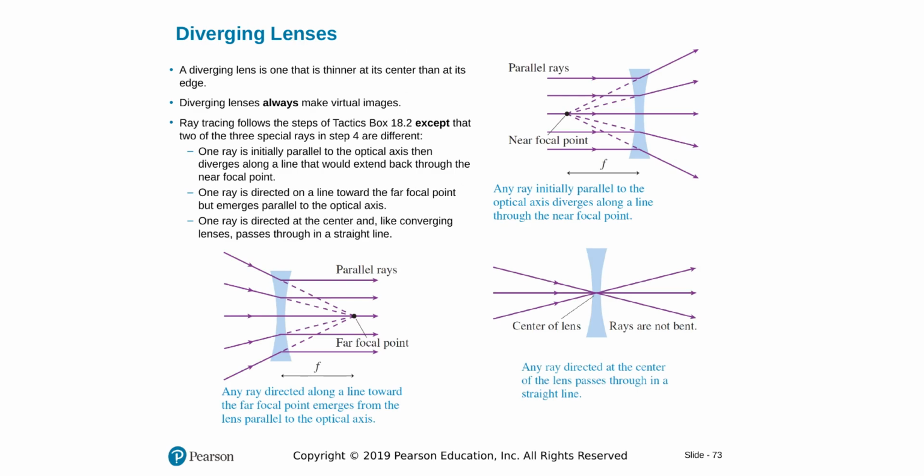Divergent lenses also have 3 special rays, those whose extensions are passing through the focal point on the other side will refract as parallel. Let me show that.